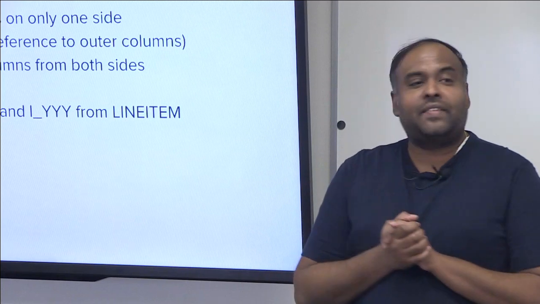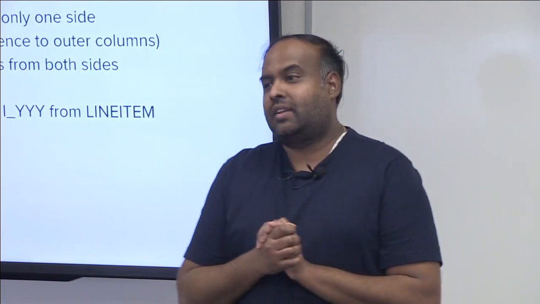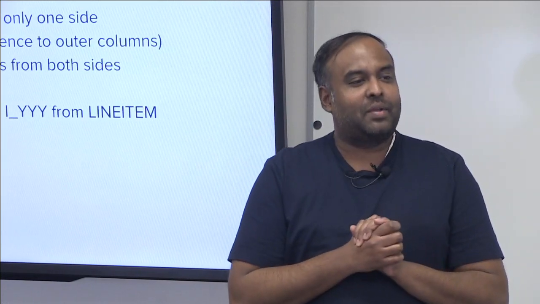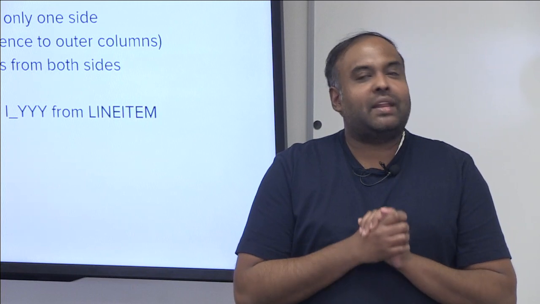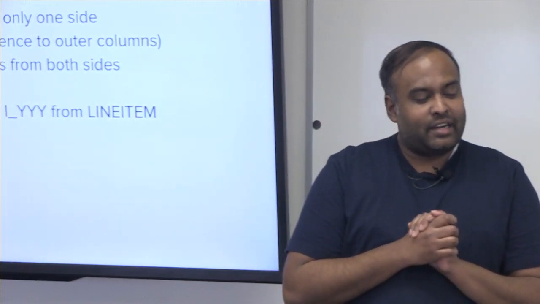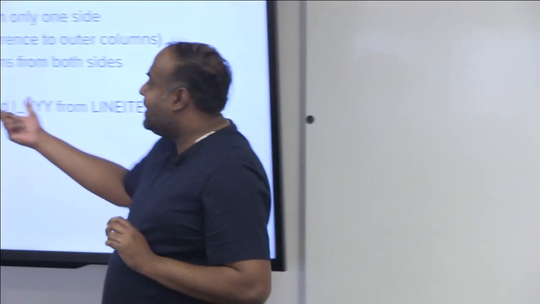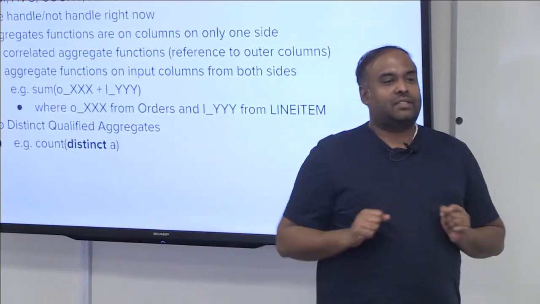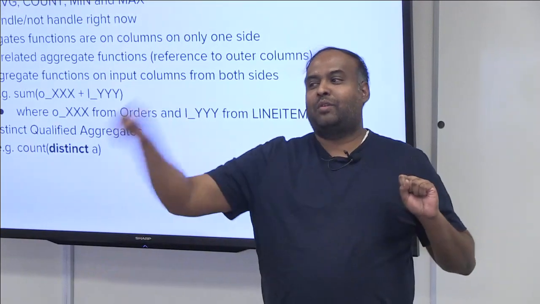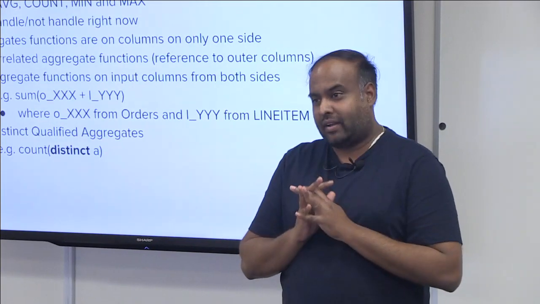So what are the things that we handle in eagerag right now? We handle built-in aggregates. That means if you have user-defined aggregates, we have not yet tackled that problem. So sum, max, min, average, count, we handle. The next one is we do not handle complex expressions inside the aggregate from both sides. You take one column from this side of the join, one column from that side, add them, and then do aggregation. We don't handle that.